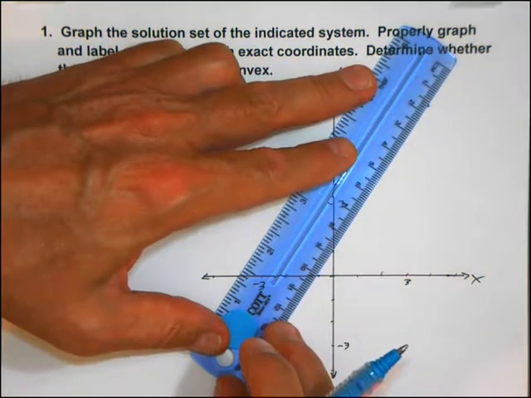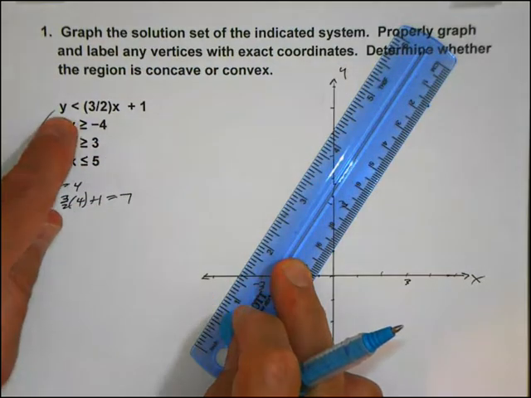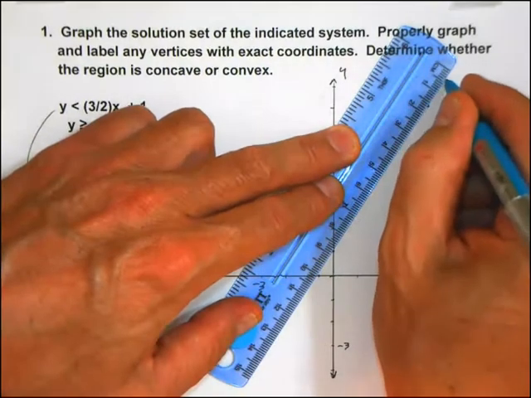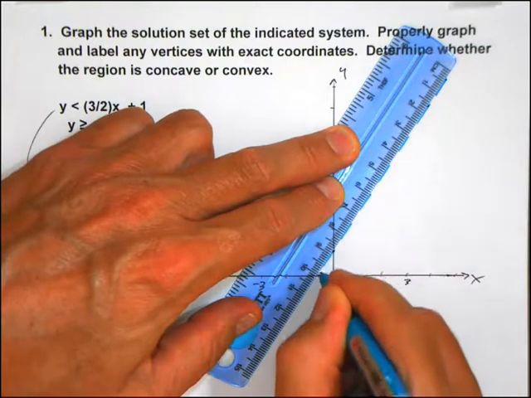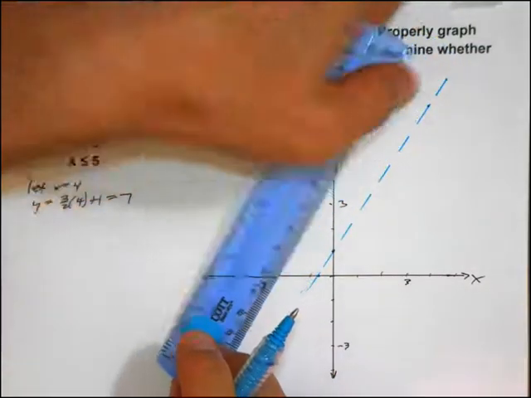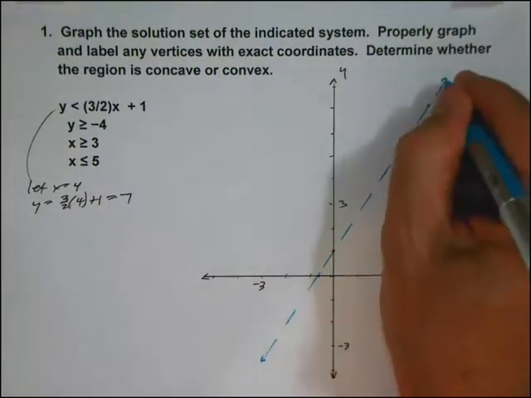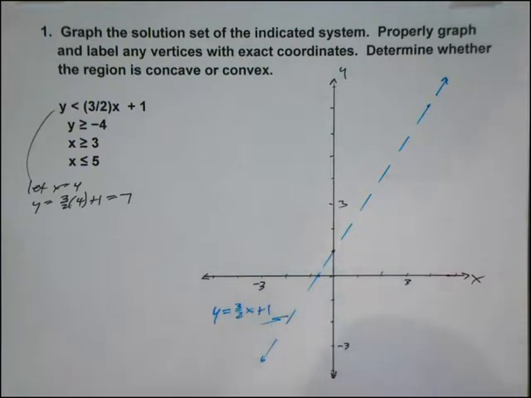how should we do this? Solid or dashed? This is y less than. This needs to be dashed because the equalities are not solutions to this. Okay, we can label this boundary line with its equation. This is y equals 3/2 x plus 1.